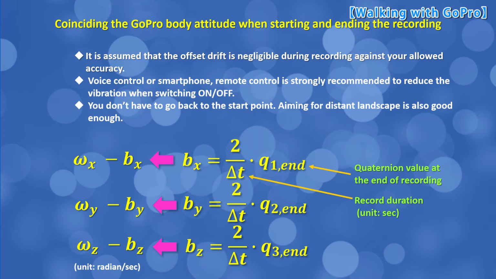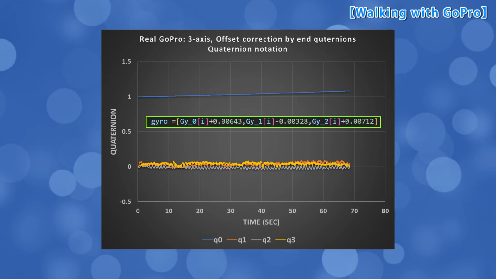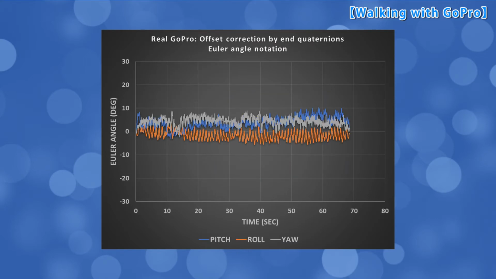In order to reduce the vibration when pushing the start button, voice control, smartphone control, or a remote controller is recommended. In addition, you don't have to go back to the start point. At the start point and the end point, you may aim at a distant landscape. This is the original quaternion, and each offset value is calculated using the endpoint values of q1, q2 and q3. And then recalculate. You see the q1, q2 and q3 baselines get flat. In Euler angle notation, all 3 angles are flat as well.